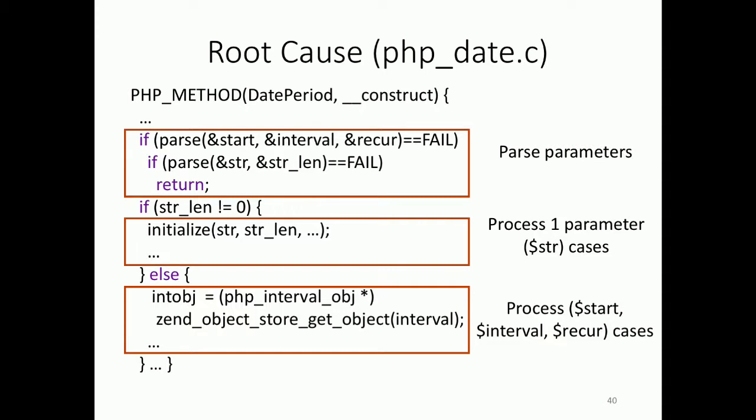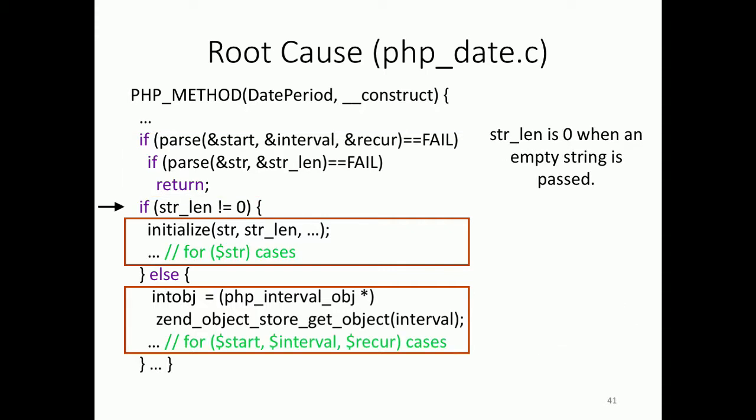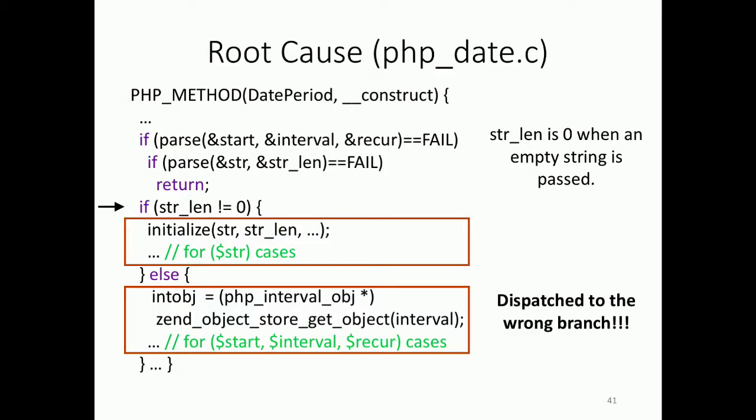So maybe you have noticed that the developer made an incorrect assumption that checking the strlen value is enough to determine which branch direction to go. But actually, if you pass an empty string, the strlen, holding the length of the string, is of course 0. So in this situation, you will get dispatched to the else branch. And actually, this branch is for handling the 3-parameter case. So it goes to a wrong branch and later triggers a segmentation fault. So this is the reason for the error.